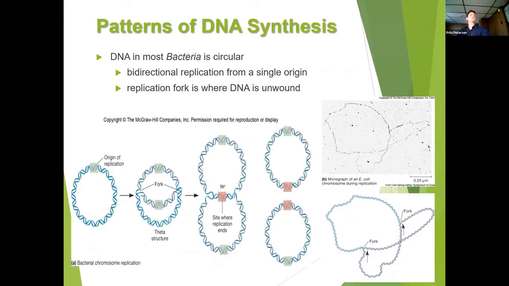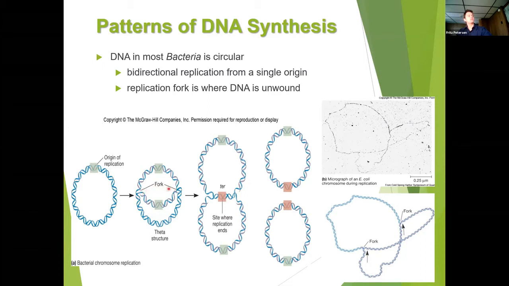Let's look at some patterns of DNA synthesis. Bacterial DNA is different from eukaryote DNA in that most of it is circular. This means that although it has a single origin of replication, replication will be bidirectional. From this origin, represented by this green square, replication will happen in that direction and in that direction. So there will be two replication forks that form, which you can see over here.